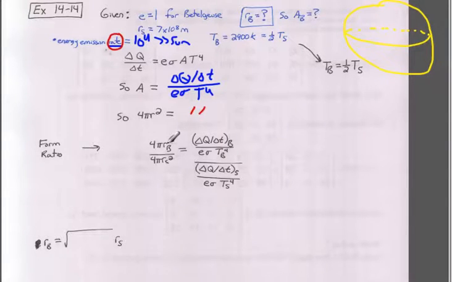So then what we're going to do is form a ratio. Since we know the radius of our sun, and we want to know the radius of Betelgeuse, we could do a ratio of what's happening with our sun to what's happening with Betelgeuse.